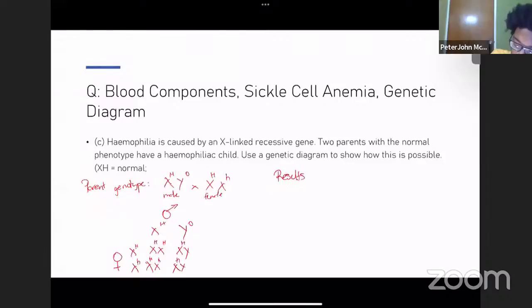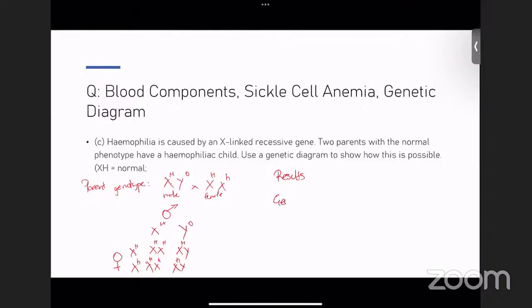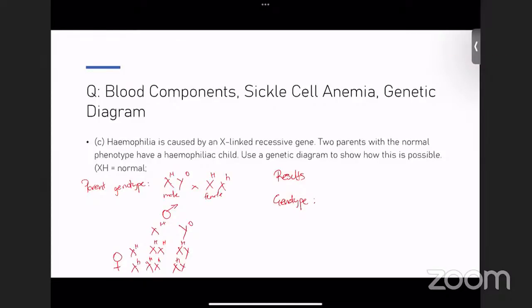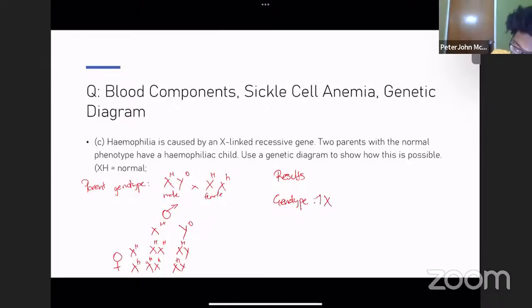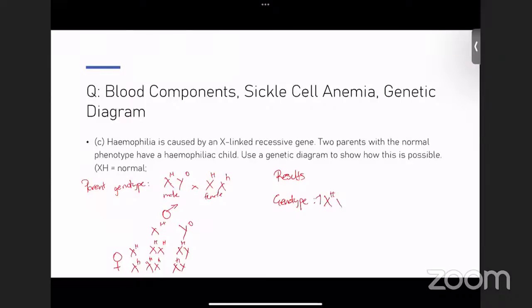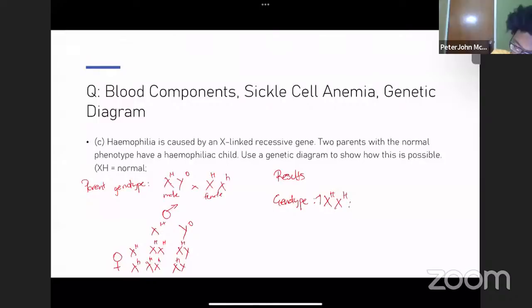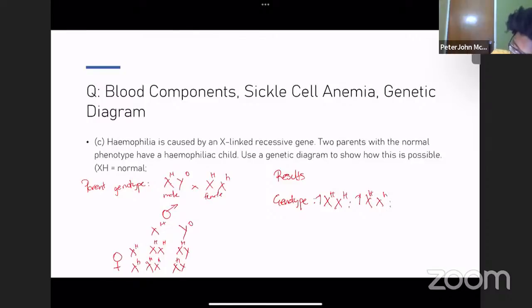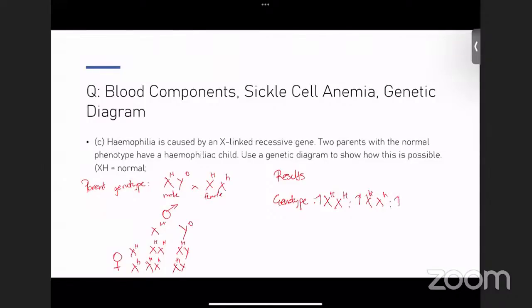What do we write next? Genotype. What are our genotypes? One XX with the capital H. What else? One XX capital H, capital H. What's next? And then we have one capital H.